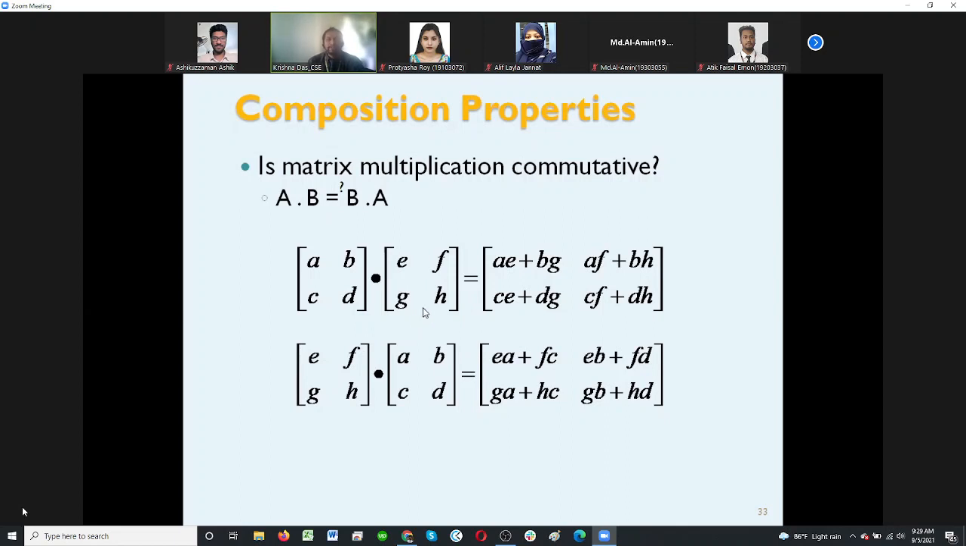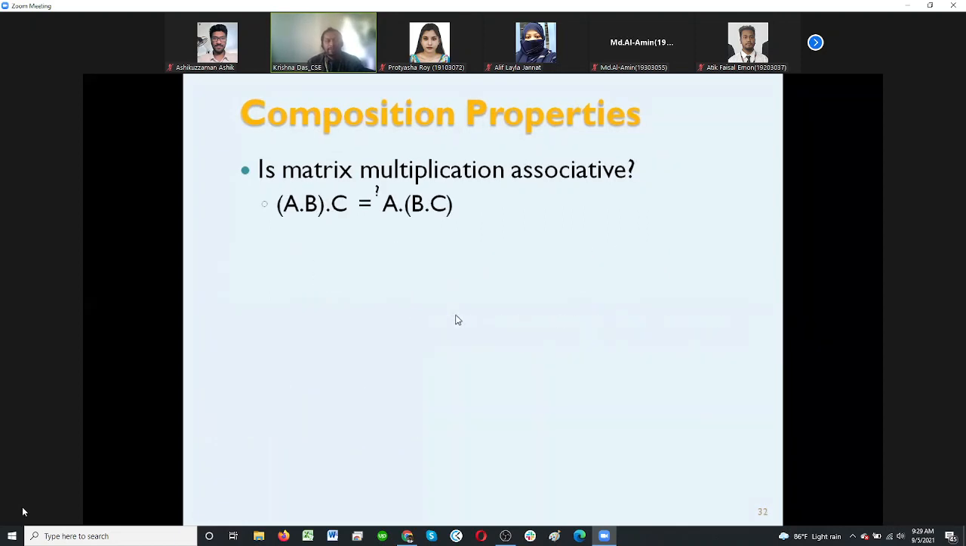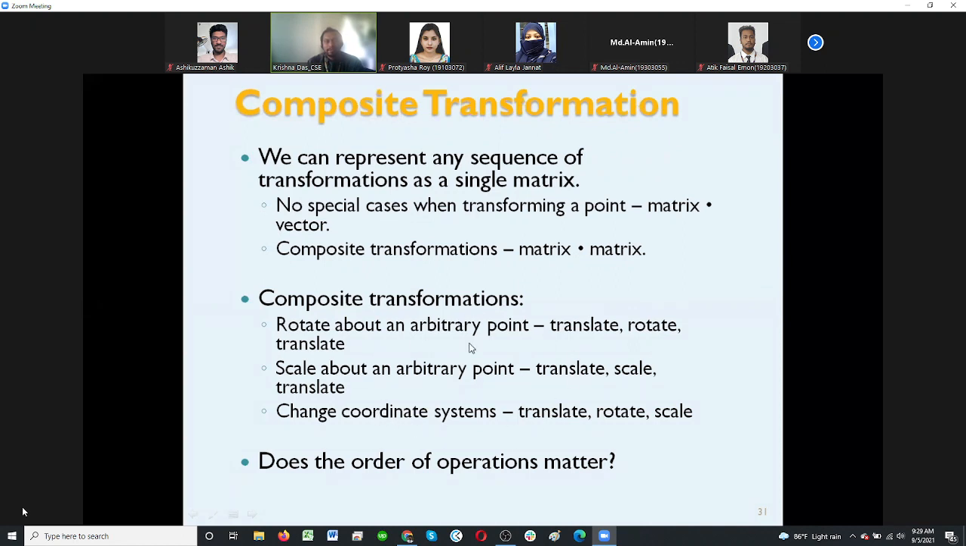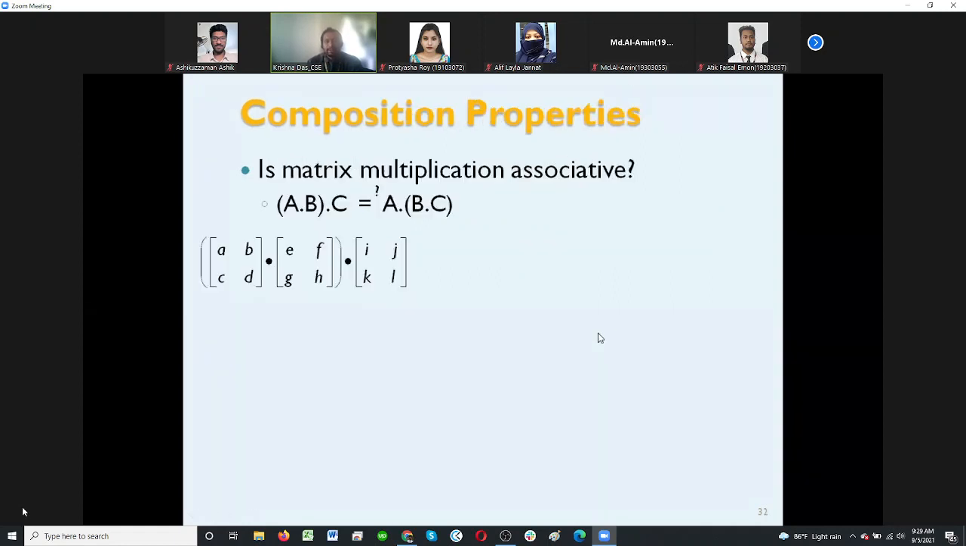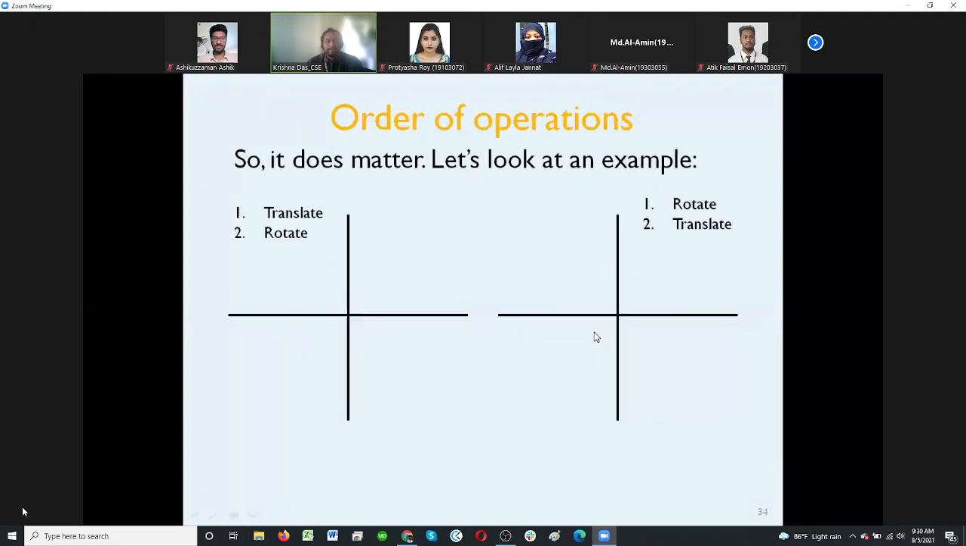So you need to understand that whatever order we have in this composite transformation, the order is very important. You cannot change any order. If you change the order, your entire calculation will be wrong. So it is easier to understand with the diagram. We are going to stop here as the time is up.